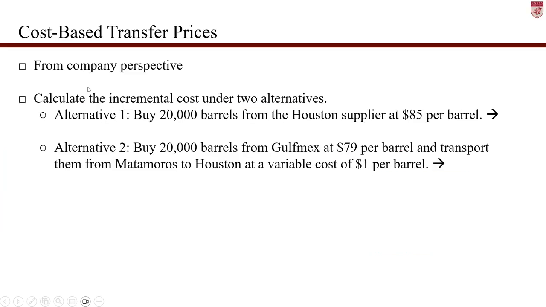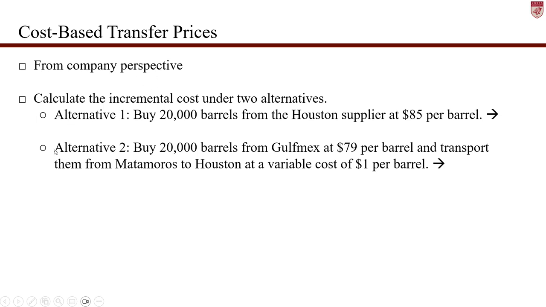Let's look at both the company perspective and the selling subunit perspective. Let's calculate what is going to be the incremental cost under the two alternatives. Let me make it clear here. So we're going to look at the company perspective, and then the second one, we're going to look at the buying subunit's perspective. Okay. So right now, we're going to look at the company perspective.